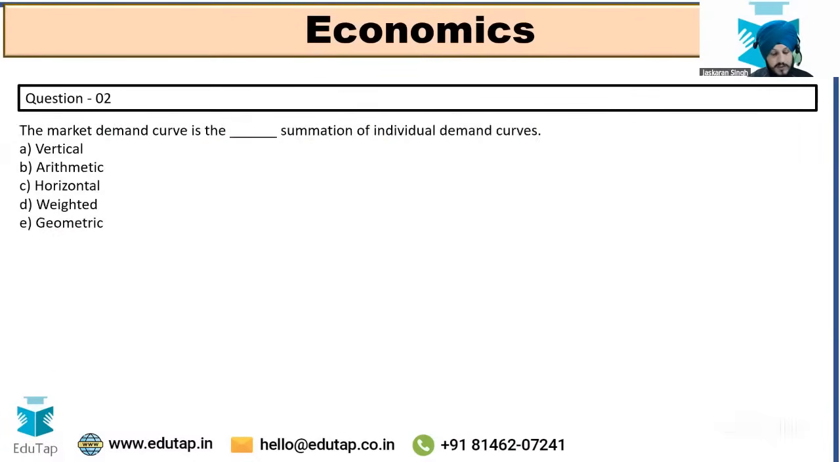Now moving on to question number 2. The market demand curve is the dash summation of individual demand curves. With respect to this question, the answer is going to be option C, horizontal summation. This question was asked from core economics.